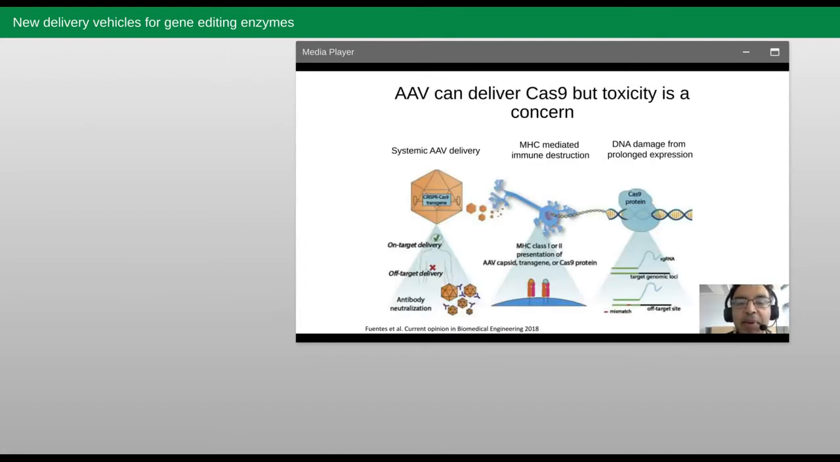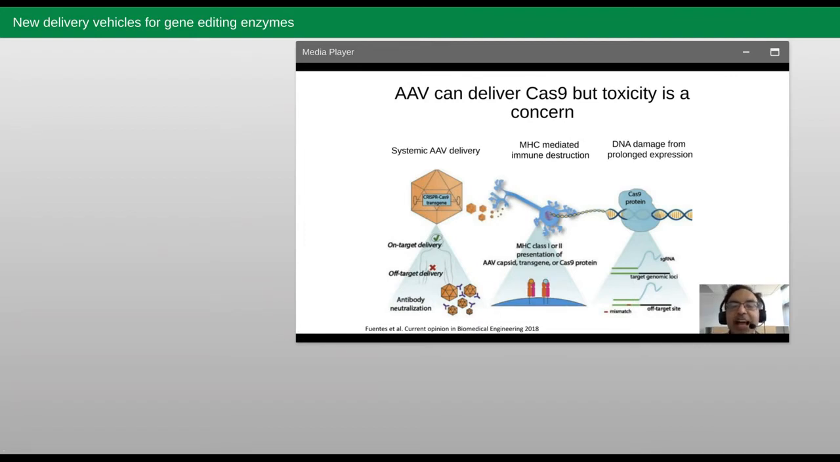So viral-based methods in general are more efficient than non-viral based methods for delivering Cas9 and other gene editing enzymes. Among these methods, the adeno-associated virus has really won out as the most safe and most efficient way of delivering gene editing enzymes in vivo. And AAV right now is actually much more efficient than any type of non-viral delivery strategy.